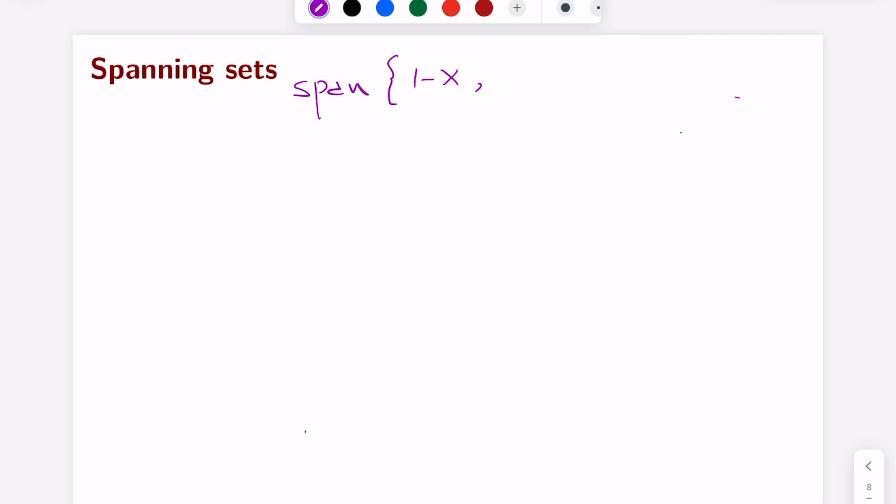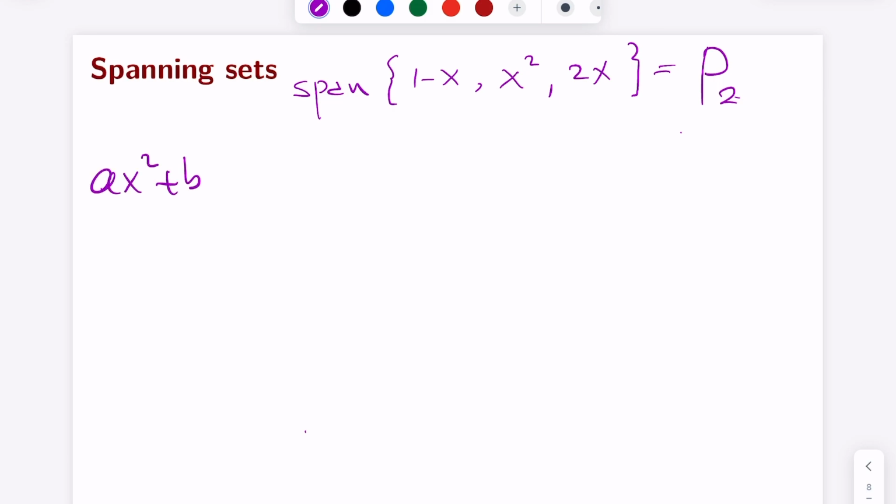So the question is the span of this polynomial and this other polynomial. I mean, these three vectors, or these three polynomials, do they span the whole set P2, the whole set of polynomials of degree 2? Well, the idea will be, let's write down a polynomial of degree 2.